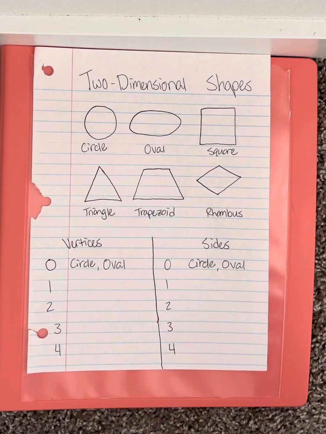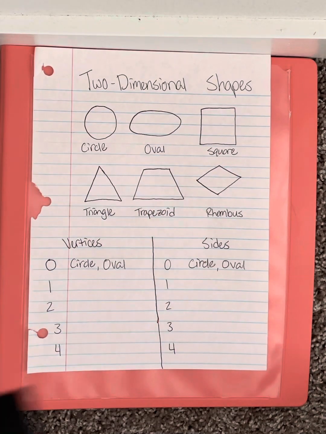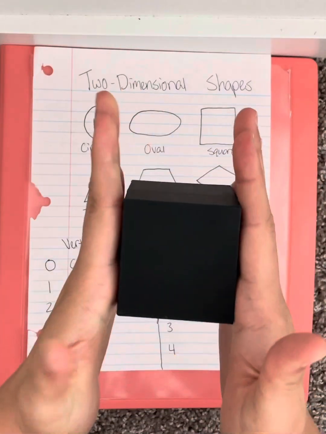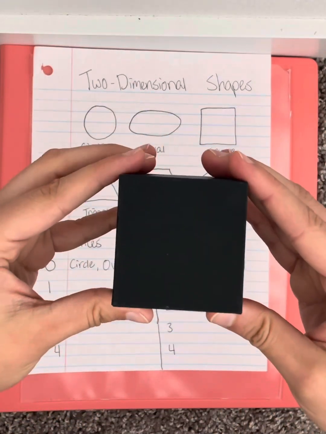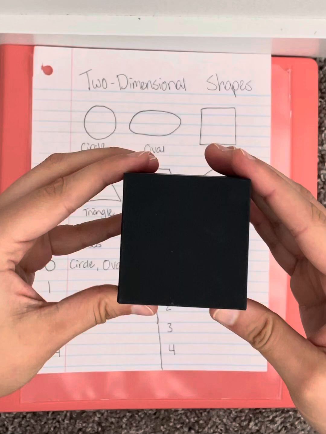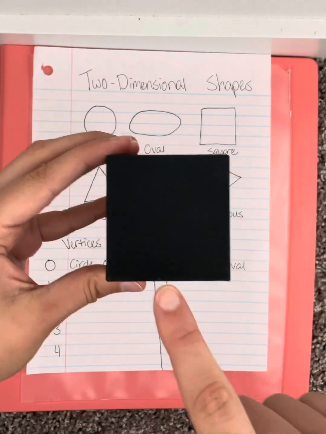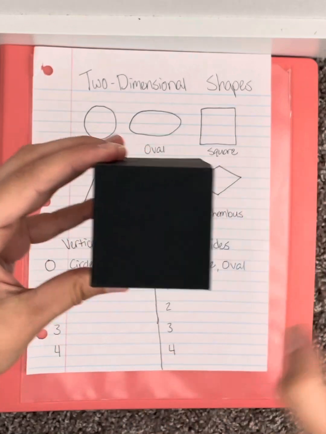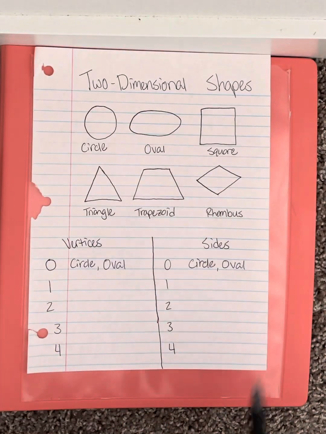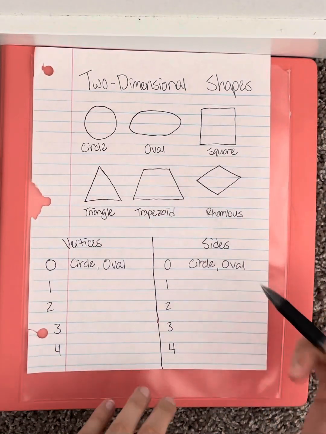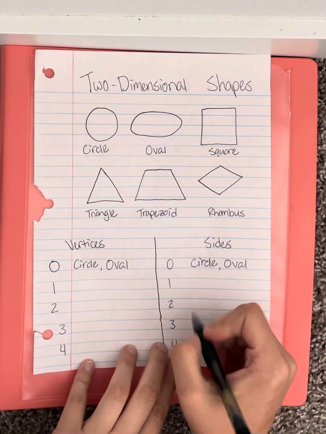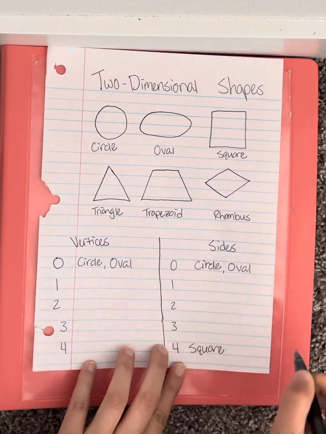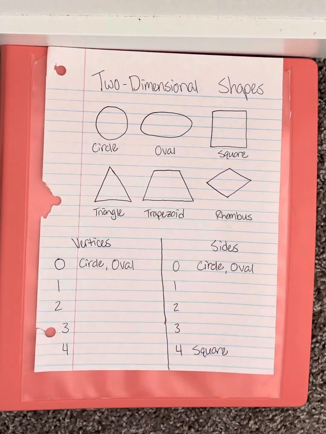Now let's move on to a square. So again, I have another visual right here. We're just going to look at this top part. How many sides can you count? Count with me. 1, 2, 3, 4. Good. So we know we just counted square sides. We counted 4. So we're going to put square down here for 4 sides.